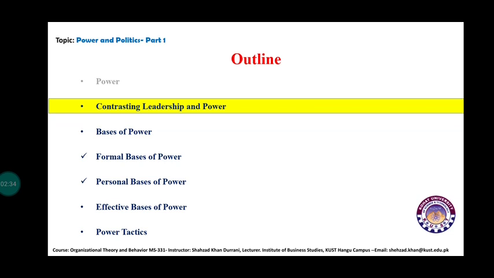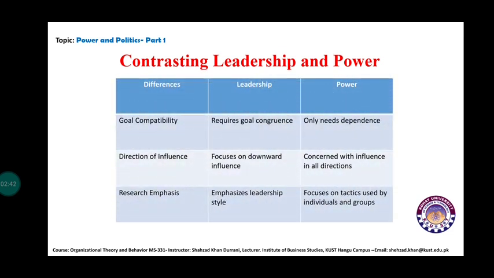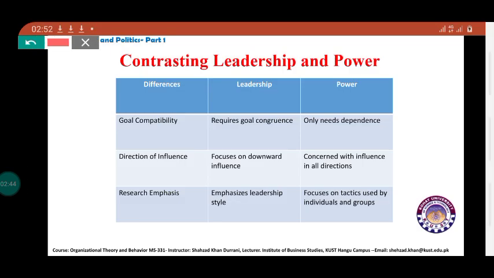The next topic is contrasting leadership and power. We will try to differentiate between them. Look at this table, dear students. The first one is goal compatibility. When it comes to goal compatibility, leadership requires goal congruence. There is similarity of goals between the leader and the follower. When it comes to power, it only needs dependence.